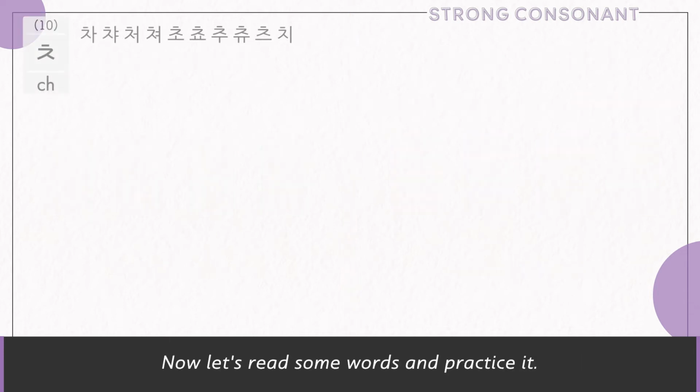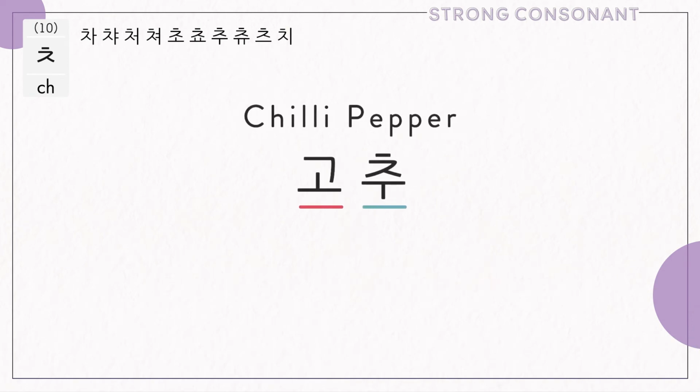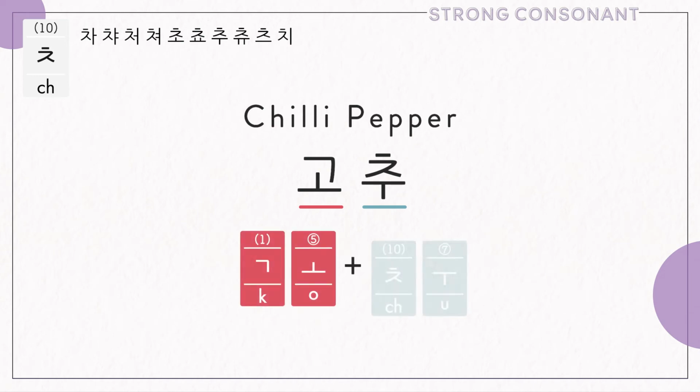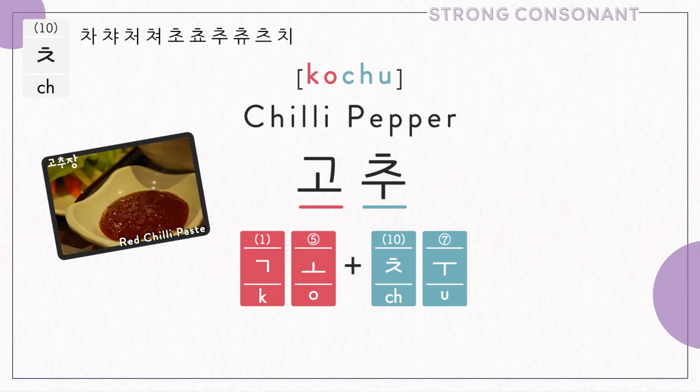Now, let's read some words and practice. First, let's look at the CH sound. Chili pepper, kochu, is ko plus chu, kochu. Have you heard of gochujang? It is a red chili paste, which is used a lot in Korean dishes.